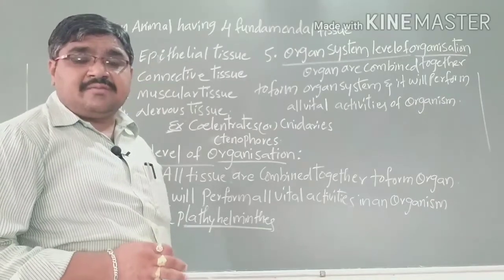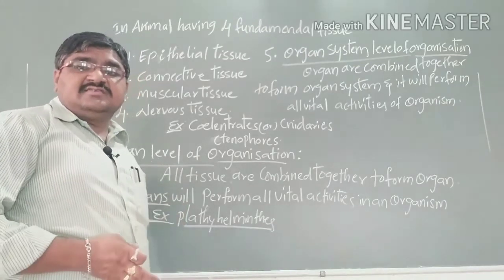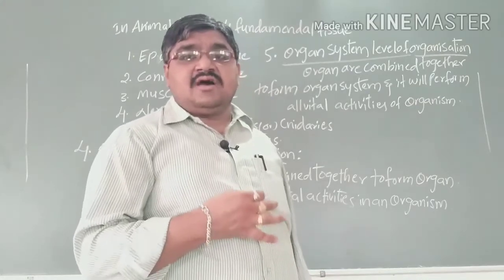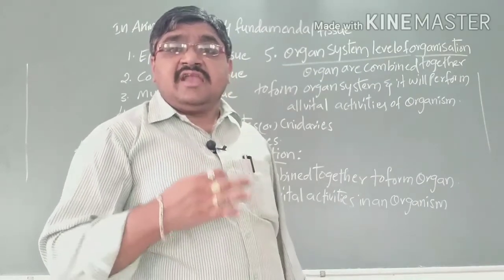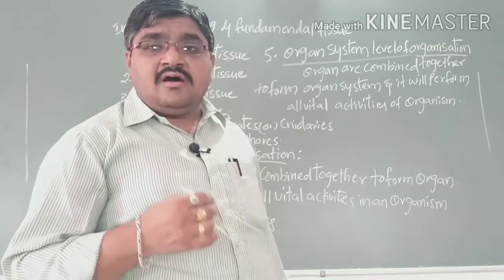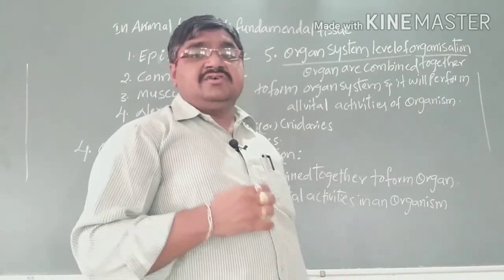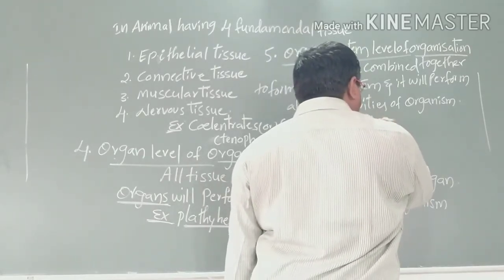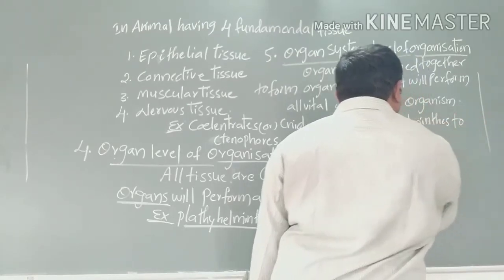Here various types of systems are present, such as the digestive system, the respiratory system, the nervous system, the circulatory system, the excretory system, and also the endocrine system. These organ systems will perform specific functions in an organism. Such a level of organization is called the organ system level of organization. We can take as an example the different levels of organization from Aschelminthes to chordates.